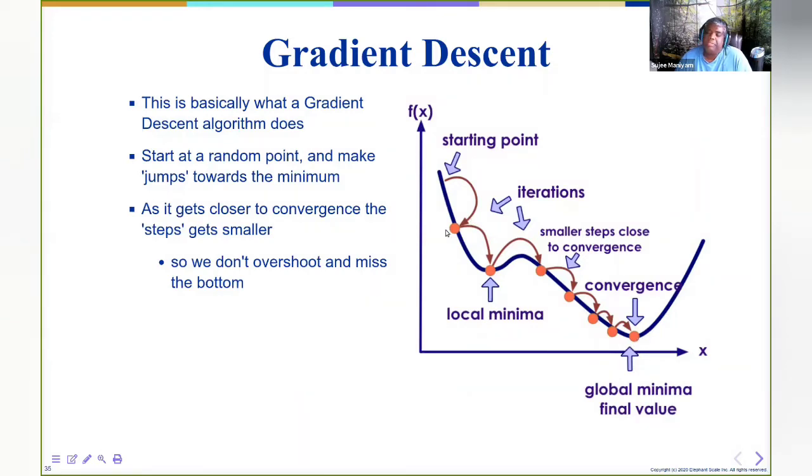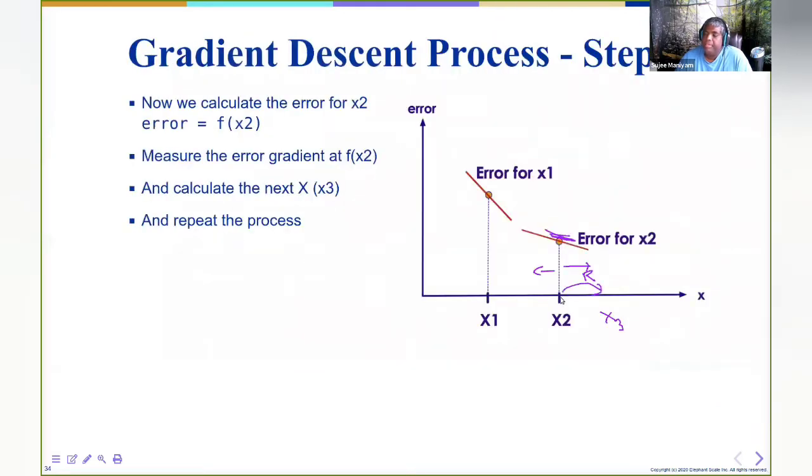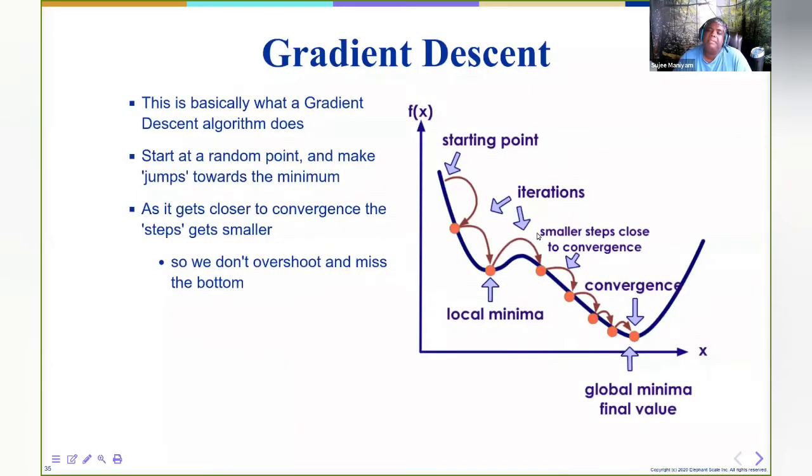A few things you will notice. Each jump basically takes a calculation. That means you're taking a new value for x like this, and plugging it into the formula, calculating the error. So each jump is not free. It takes compute resources. So you kind of want to find the lowest point as quickly as possible.